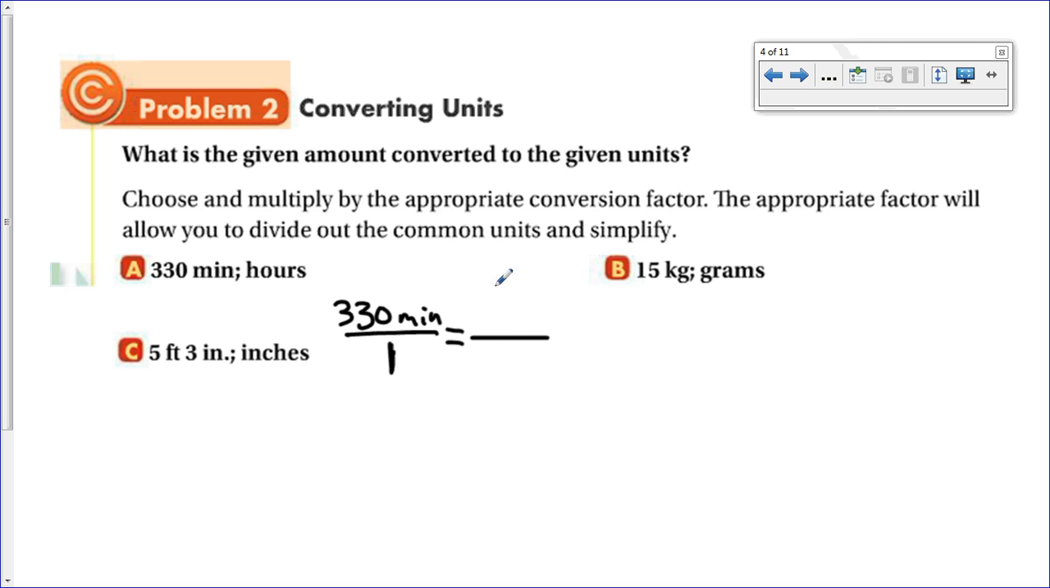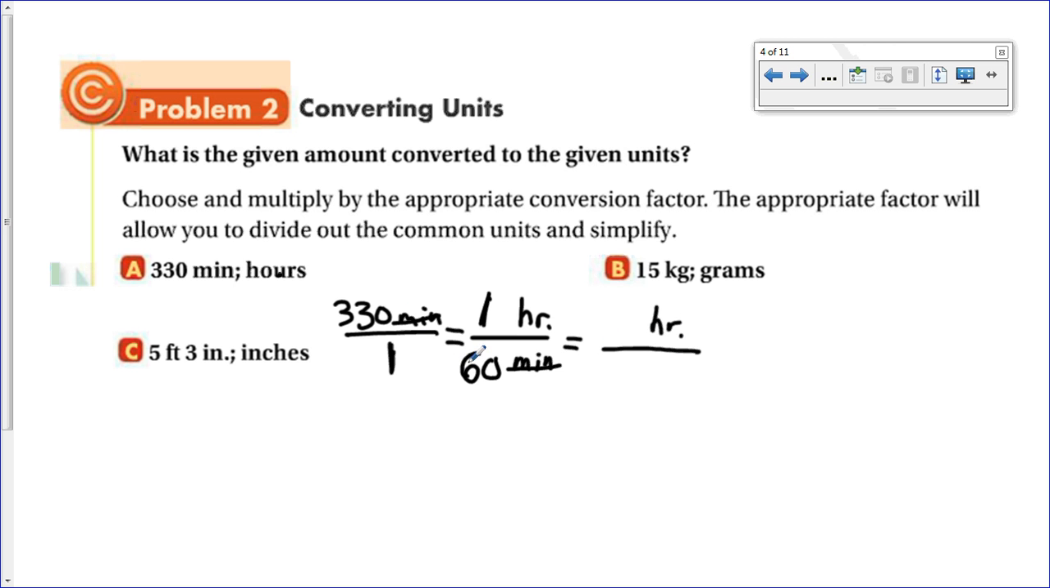So here's what you do. You take whatever it is that's up here, this minutes, and you write that down here on the bottom, opposite. And then you write what you're trying to convert it to, which is hours, and write it up top. And now you say we want to convert it to hours, so the hours gets a 1. How many minutes equal 1 hour? 60. 60 minutes and 1 hour are the same. Once you do that, what that allows you to do is cancel out the minutes, and you're just going to be left with hours on top.